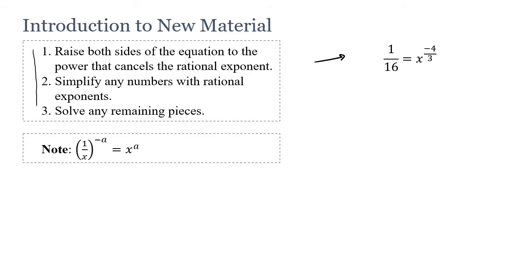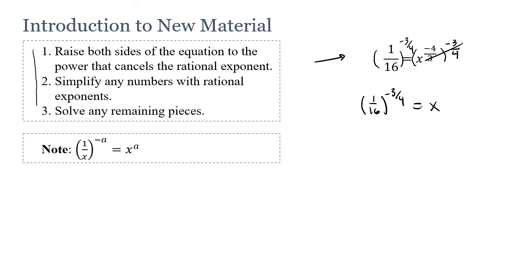Step 1, raise both sides of the equation to the power that cancels the rational exponent. So my rational exponent here is negative 4 over 3. So to cancel that, I'm actually going to raise it to the power of negative 3 over 4, just the reciprocal. And what I do to one side, I have to do to the other side. So I'm raising both sides to the power of negative 3 over 4. Let me just rewrite that down here. The right-hand side, these two numbers are going to cancel. That's exactly why I did it. So they would cancel, and I'm going to be left with x to the 1 power, which is really just x.